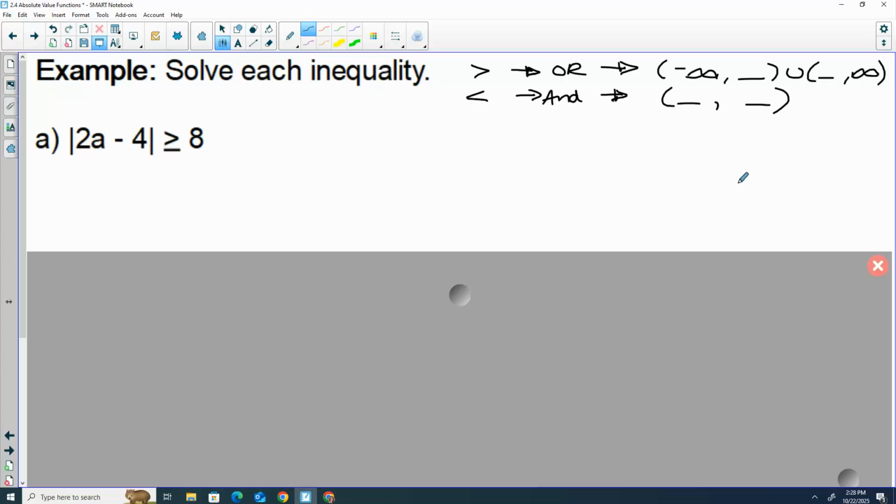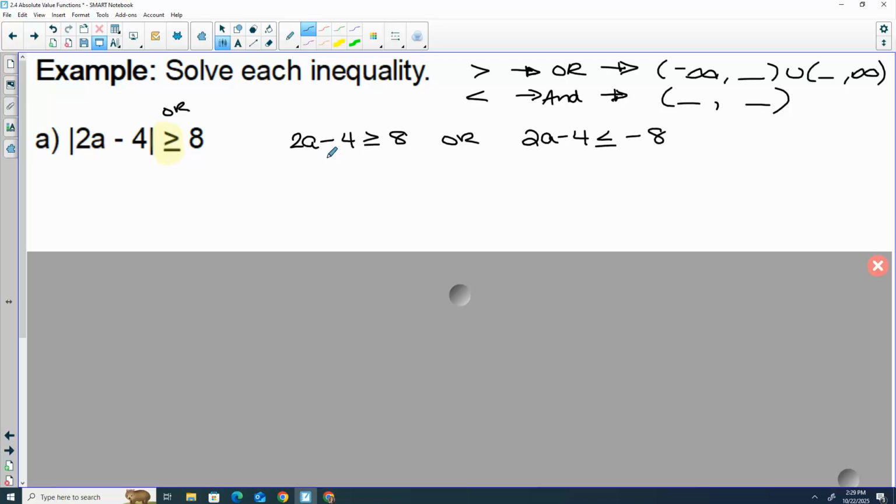We have to start out the same way, getting the absolute value by itself. So then we have to decide, is this an and or an or? When I look at it, greater than means or. So you do two pieces. The first one, all you do is drop the absolute value. For the second one, you have to flip the inequality and make it a negative. Just like anytime you multiply or divide by a negative, it flips the inequality. So when I do the -8, the inequality turns around.